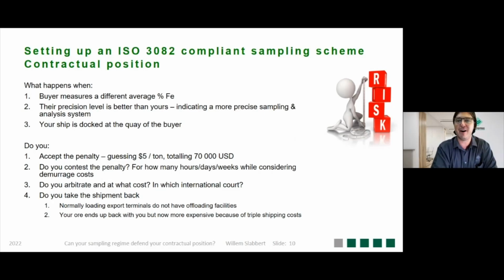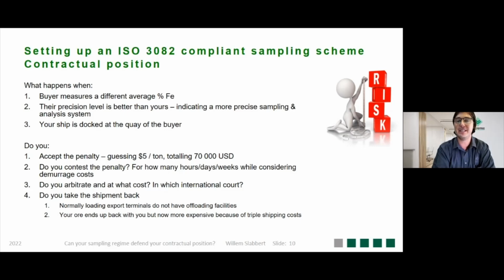And here I'm guessing $5 per ton, totaling 70,000 tons. Or do we contest that penalty? And if we do, for how long? Considering that we are paying the shipping line demurrage costs or standing costs for being docked at the quay of the customer and not making money for the ship owner. Or do we wish to arbitrate and pay international lawyers' fees? And at which international court will these proceedings take place?